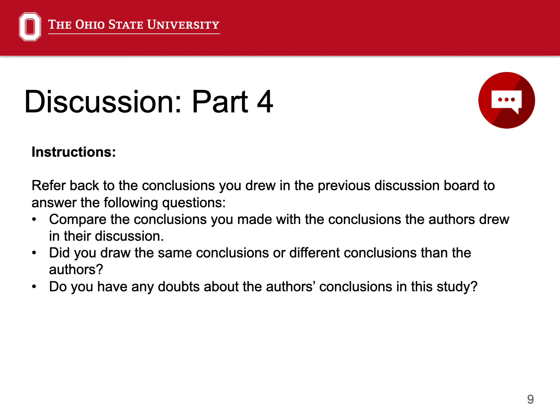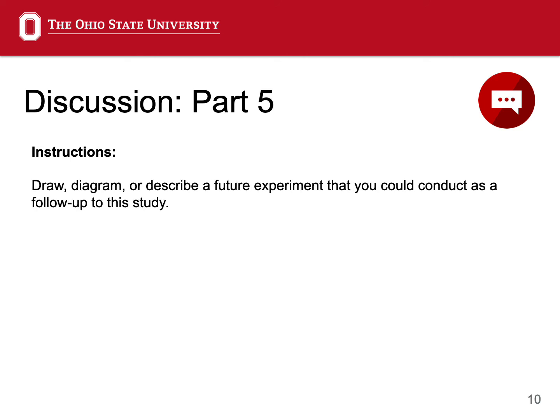After drawing their own conclusions, students read the paper's discussion. They then compare and contrast their own conclusions with those drawn by the authors. They are also asked to consider whether they have any doubts or concerns about the author's conclusions. In the final discussion post, students take the experiment one step further. Students draw, diagram, or describe a future experiment that they would conduct as a follow-up to this study.